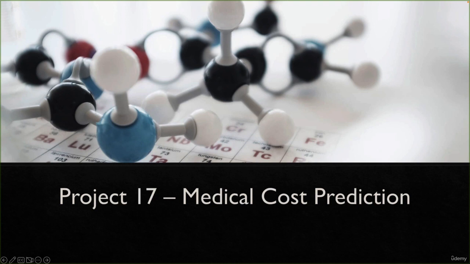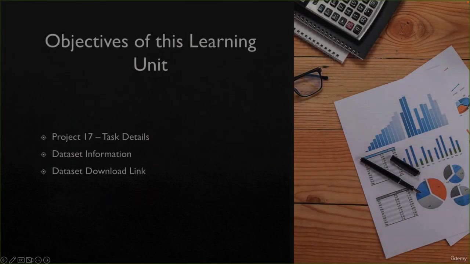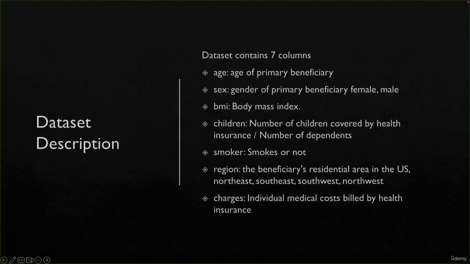In this video, let's look into the expectation of this project number 17, that is medical cost prediction. So here, as part of this project number 17, we have been given the data set. Now this data set contains 7 columns. Age refers to the age of primary beneficiary. Sex refers to the gender of primary beneficiary. It could be male or female. BMI refers to body mass index.